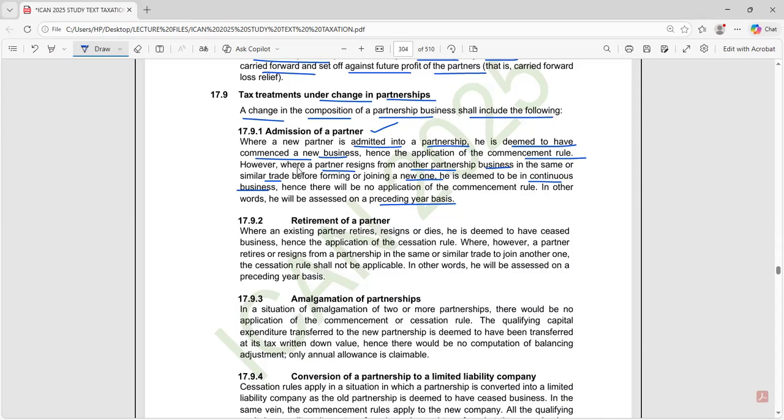That's why they said, look at what they said there. Where a partner resigns from another partnership business in the same or similar trade, the same business, before forming or joining a new one, he is deemed to be in continuous business. Hence, there will be no application of the commencement rule. In other words, it will be assessed on a preceding year basis.